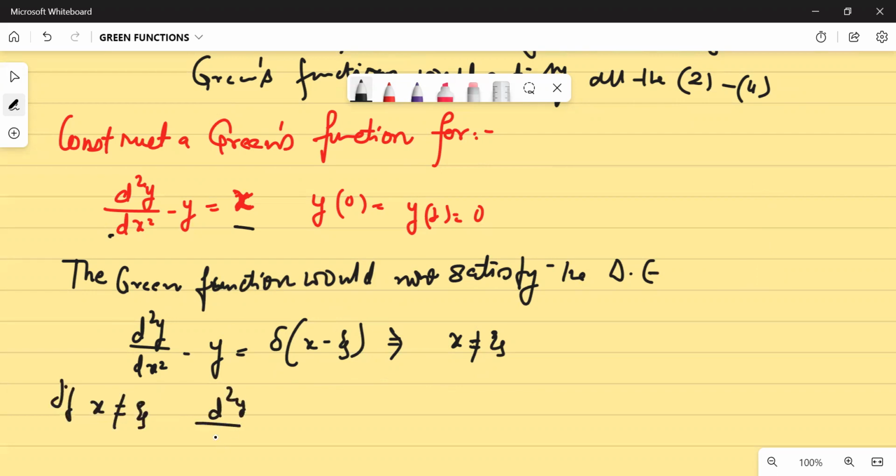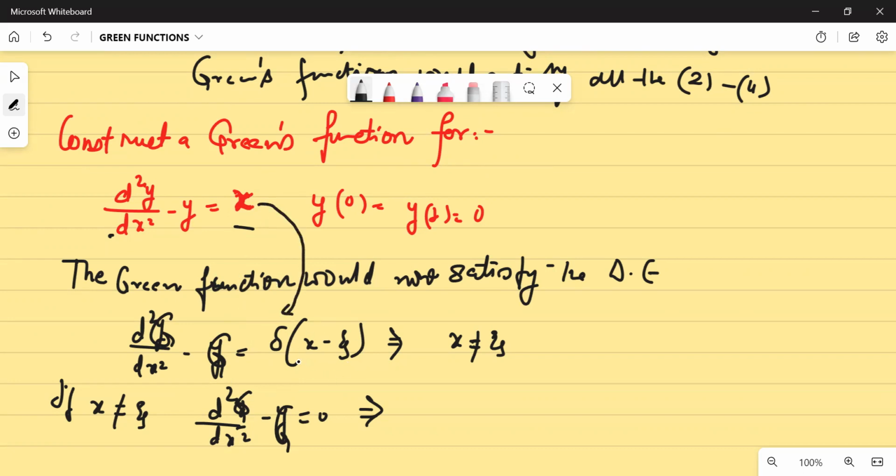So the solution would correspond to d2y upon dx2 minus y equal to 0. Simply, if x is not equal to zeta, solving this particular differential equation satisfies g. This will amount to solving a differential equation which is a homogeneous kind, I mean, x has been replaced by Dirac delta x minus zeta.